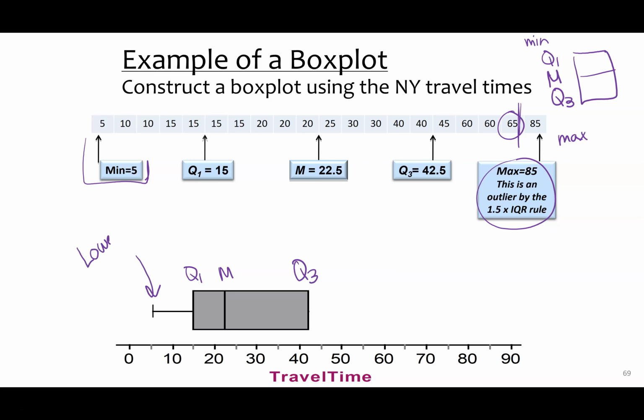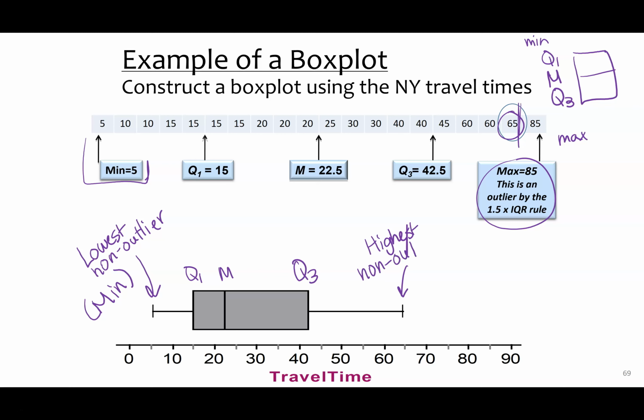So this is our lowest non-outlier. Here, it's also our min. So the min is just the lowest observation. It doesn't matter if it's an outlier or not, it's just the lowest observation. This right here is our highest non-outlier. So if you look in our data set, the highest value in our data set that isn't an outlier is 65. And then this is an outlier, and this is the maximum.